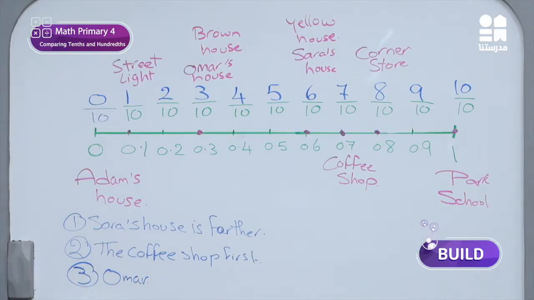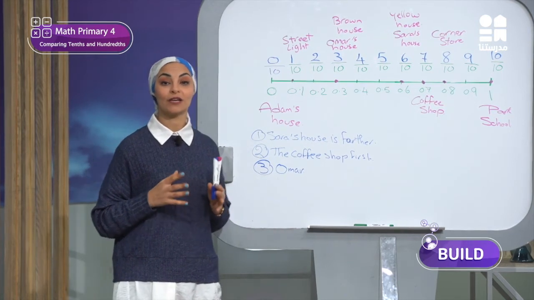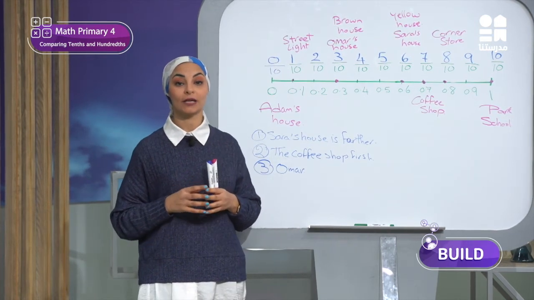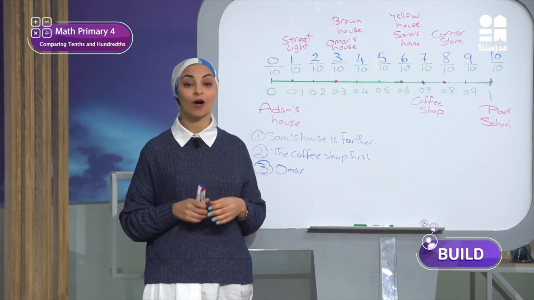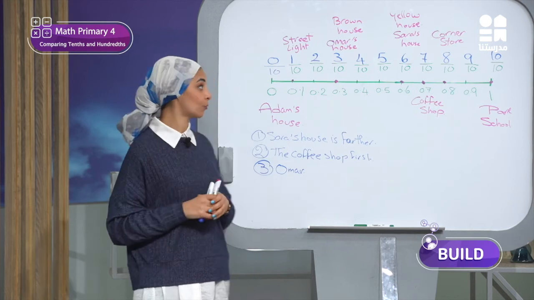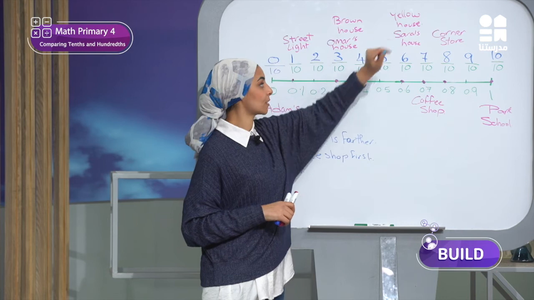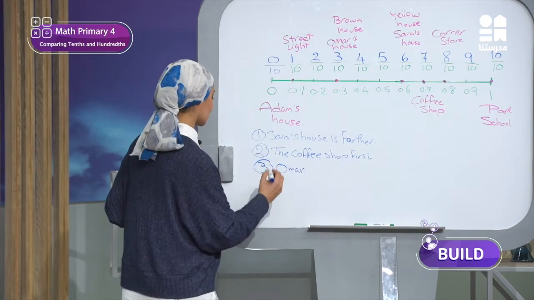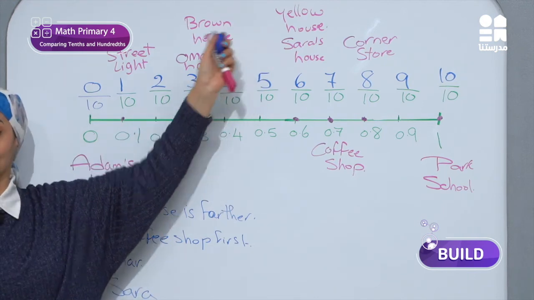Okay, let's move to problem number 4 or the fourth question. احنا عارفين ان سارة is the one living in the yellow house. Why? Because both of them found on the same point on the number line. Here is Sarah's house on the same point as the yellow house. So the answer of problem number 4 is Sarah lives in the yellow house.